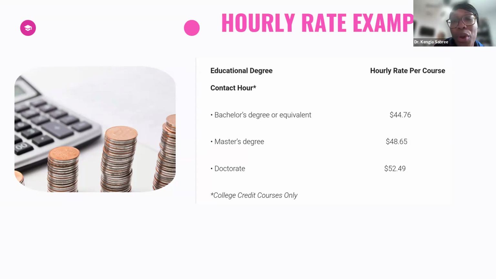So you don't have to worry about managing your time in that way. Another one after hourly rate is that per student rate. There are going to be times where classes will have low enrollment, and the school or the department policy may be to pay you by student.